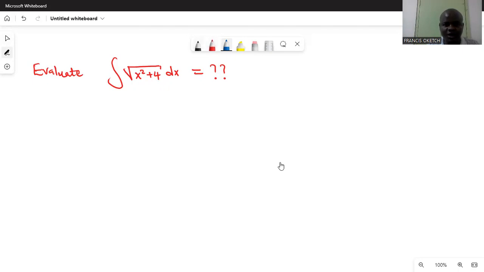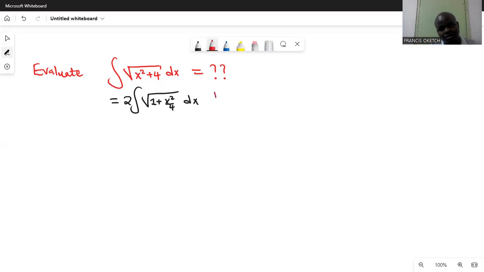Let me explain why. You see, when you factor out 4 from the square root sign, this integral can now be written as 2 times the integral of the square root of 1 plus x squared over 4 dx. I have factored out 4. So 1 plus x squared over 4 is like I want 1 plus which function squared gives us the other function squared, either trigonometric function or hyperbolic function.